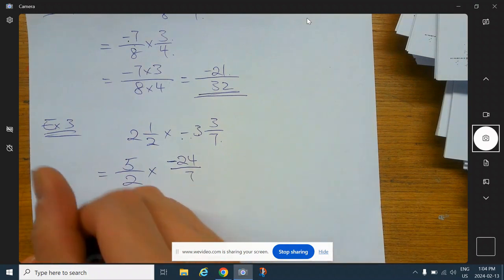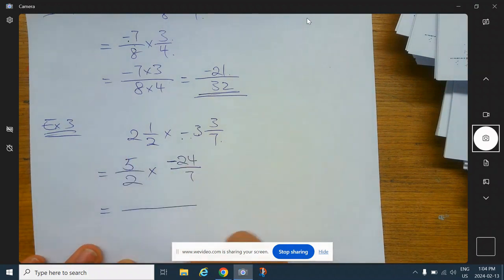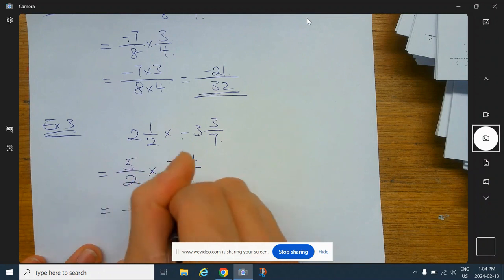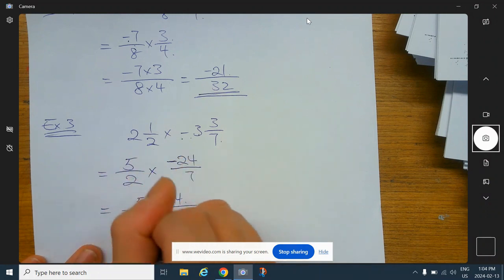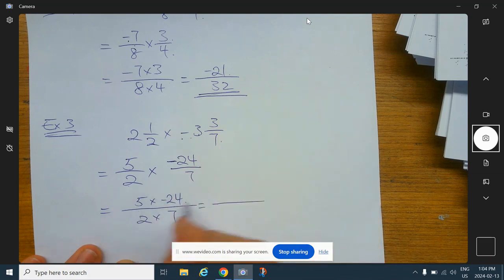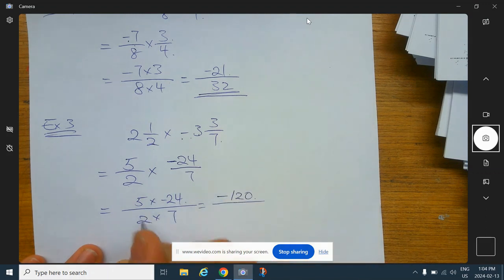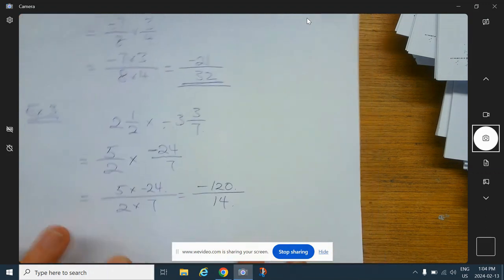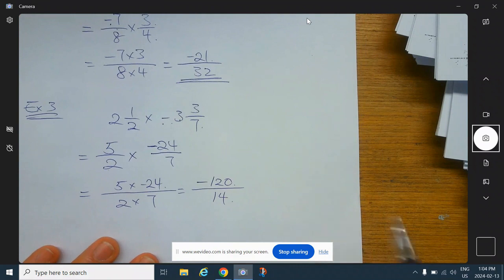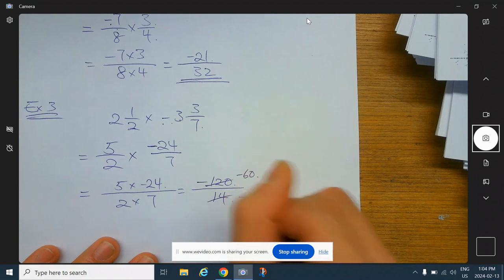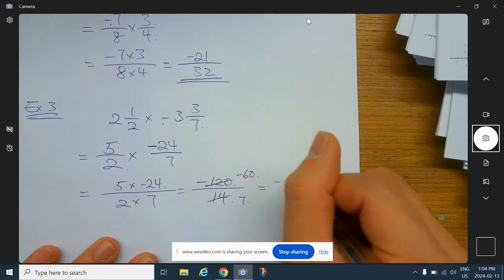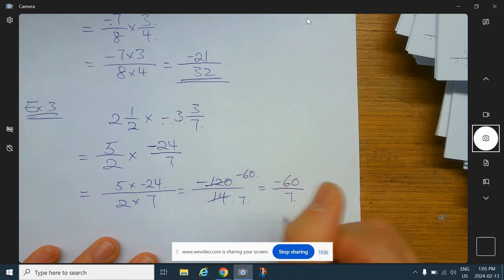So now, same thing as before. Top number times top number, bottom number times bottom number. 5 times minus 24 gives me minus 120. This is 14. Oh, look, both are even numbers, so I can divide both numbers by 2. Minus 120 gives me minus 60, and 14 divided by 2 gives me 7. So my final answer here would be minus 60 over 7.